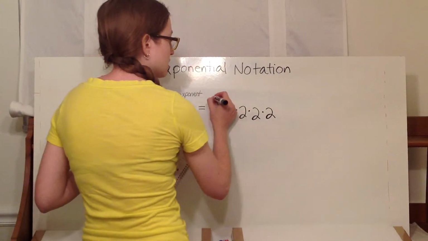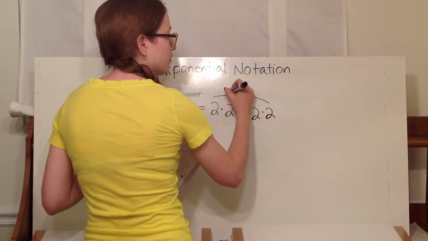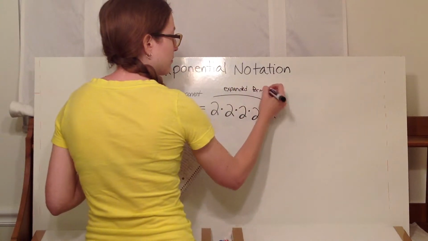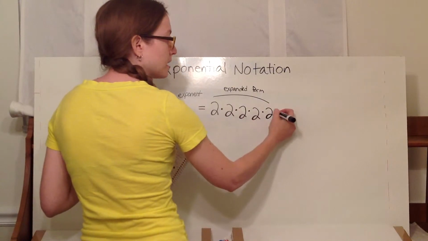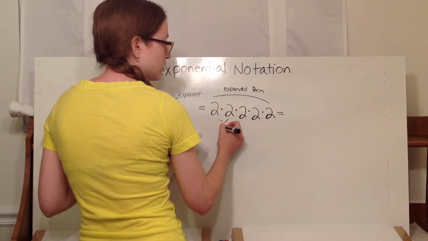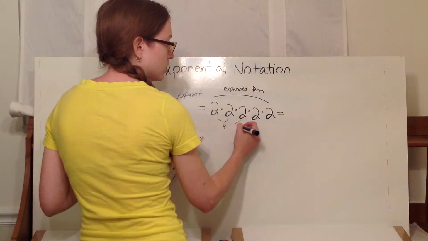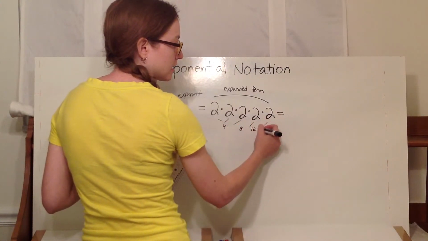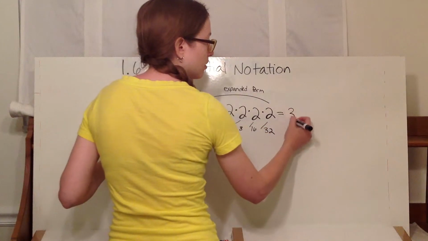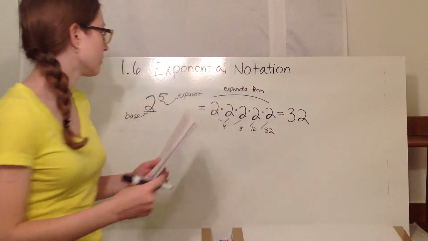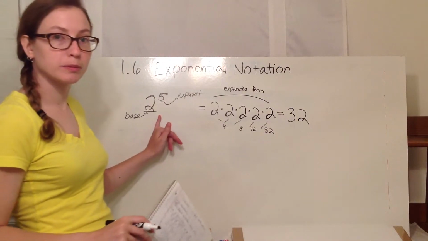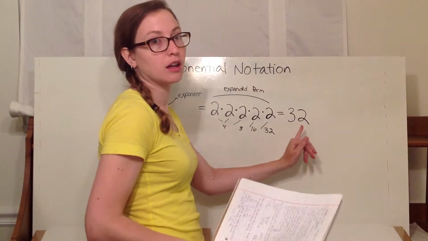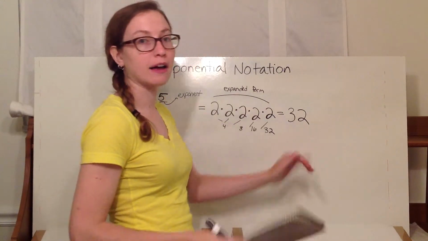To simplify simply means to perform the multiplication. So this is expanded form, and to complete this, 2 times 2 is 4, 4 times 2 is 8, 8 times 2 is 16, and 16 times 2 is 32. So, exponential form, expanded form, and this is the numerical value. This is what we want when we say simplify.